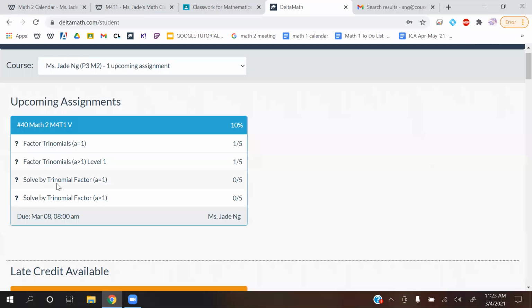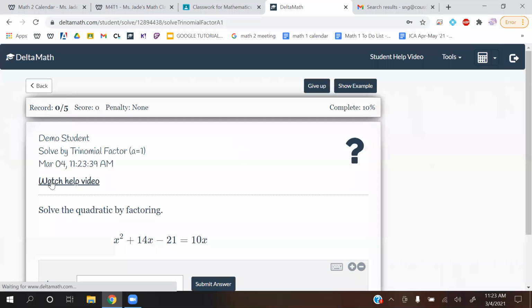So for this video, we're going to do these two categories here, and I'm just going to do, let's say, 2 examples from each of these, okay? So not too many because they're pretty similar to these first two. So let's start with solve by trinomial factor a is equal to 1.